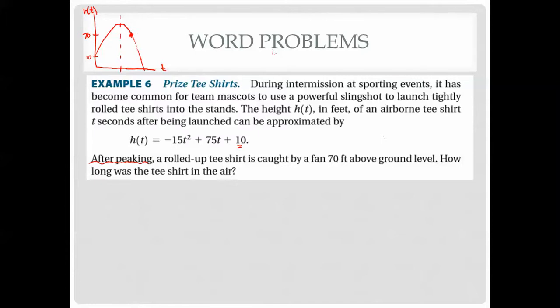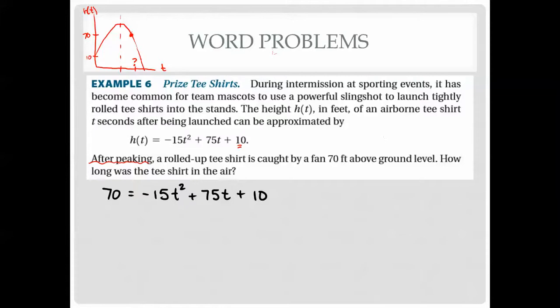How long, or where are we on the t-axis? After how many seconds of being in the air did the fan catch it? So with all that, we're going to start by replacing our height h of t with 70. So we get 70 equals negative 15t squared plus 75t plus 10.